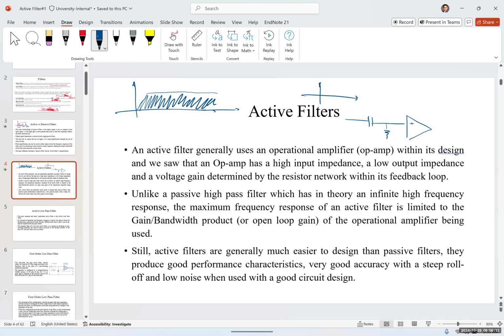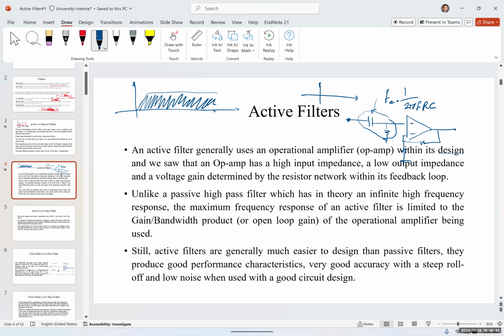And we already know that this is a high pass filter, because we have a lower cutoff frequency determined by this capacitor and this resistor. So in theory, you're going to have a lower cutoff frequency, which is determined by this FC, which is equal to 1 over 2 pi RC.